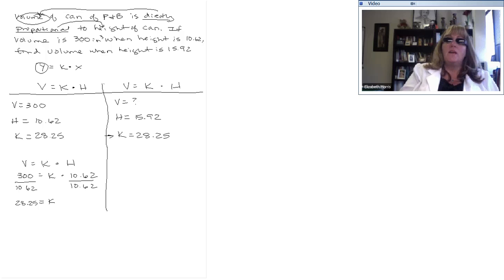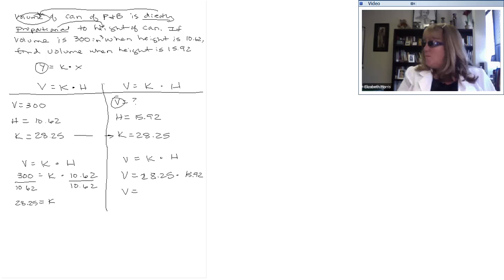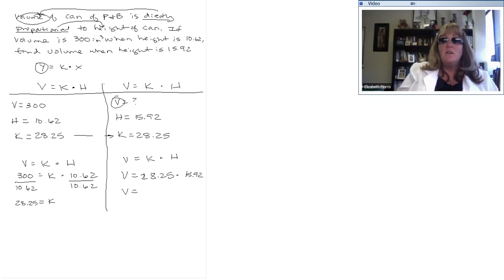Now, do I have enough to solve for volume? Yes, I do. Volume is equal to K times the height: 28.25 times 15.92. So volume is equal to 449. Make sure I got the right answer there. Yep, 449.7, so about 450 inches cubed, because that's what the volume was, inches cubed.